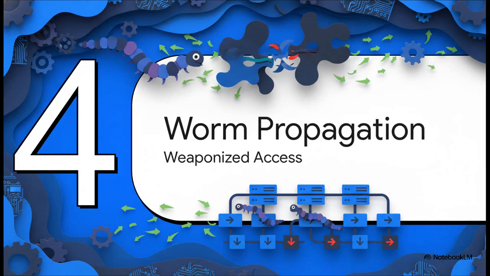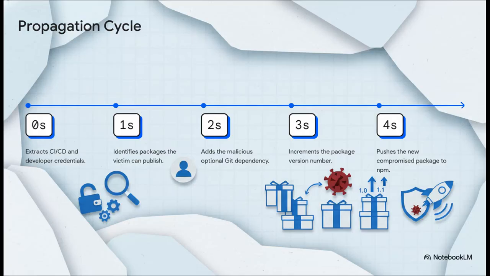Section 4. How the worm propagates. Let's move on and see how this builds, tracking the chronological life cycle of this weaponized release access. This is why it's a mutating worm, not just a standard info stealer.